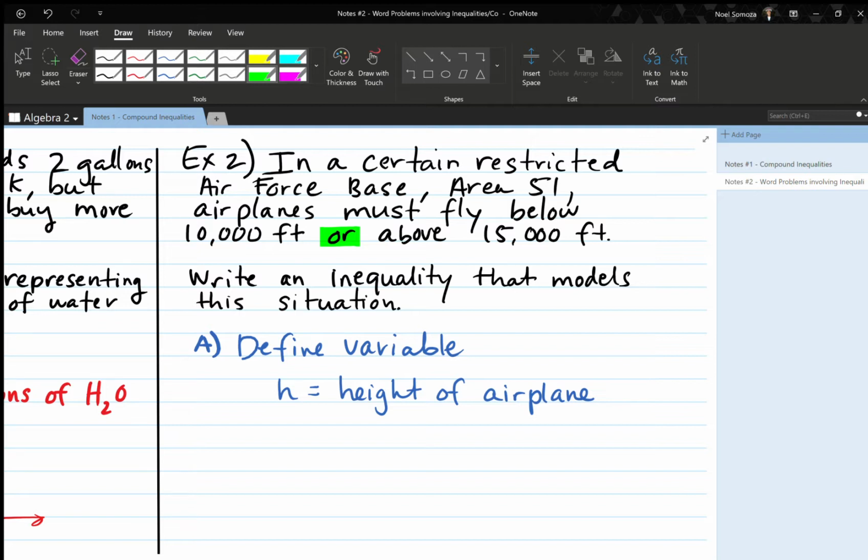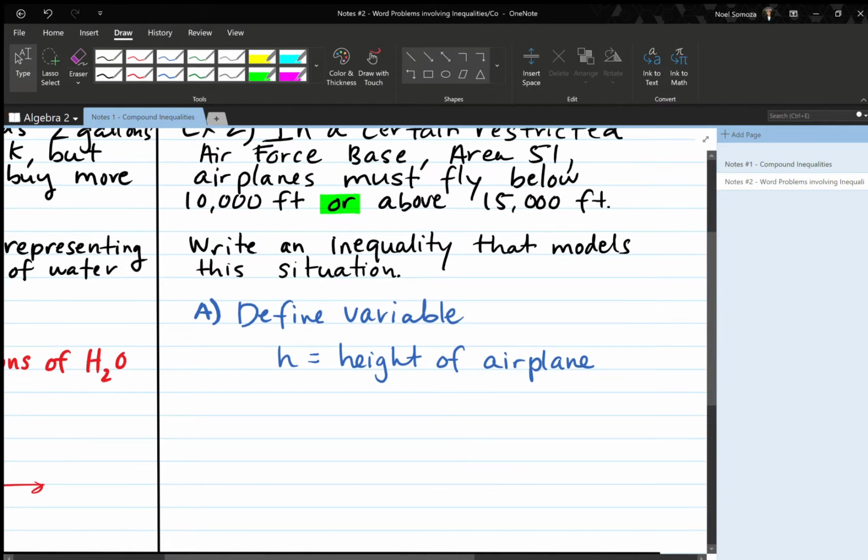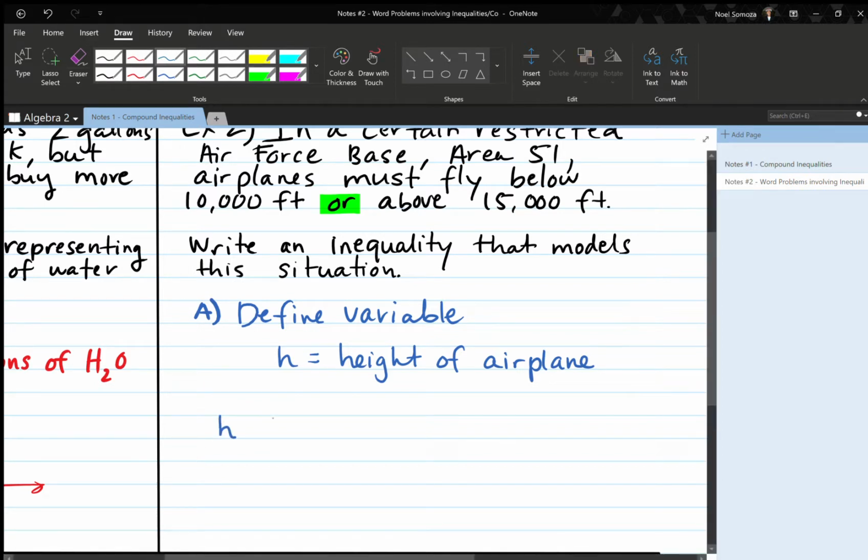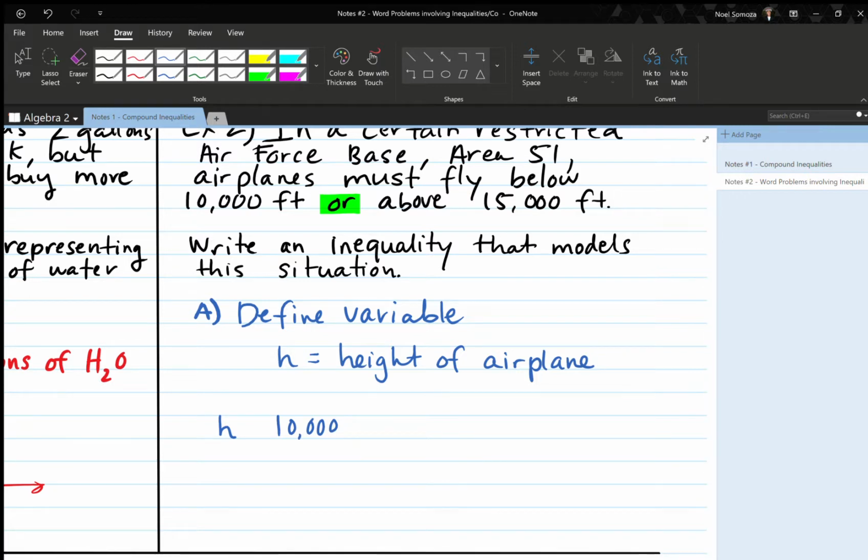Okay. All right. Okay. So now let's go ahead and talk about it. Okay. So we have a first one here. We have H, and H has a relationship to 10,000 feet. Okay. Now what is that relationship? We have to be below it, right? So that means that the height of my airplane has to be less than.